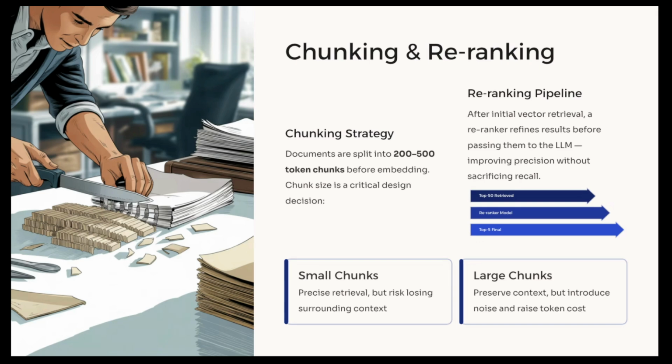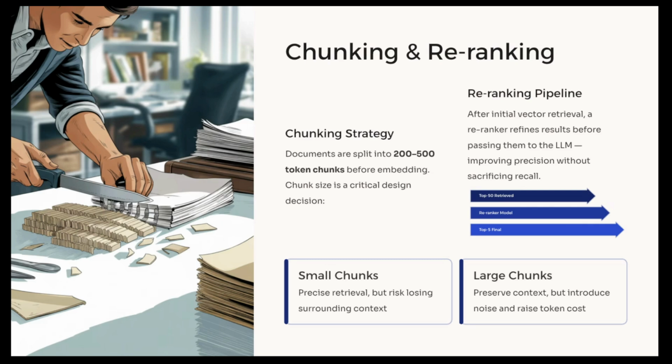One important design detail is chunking. Documents are usually too large to embed directly. So we split them into chunks, usually around 200 to 500 tokens. Chunking has a trade-off. Small chunks give more precise retrieval, but may lose context. Large chunks preserve more context, but may introduce noise and increase token cost.